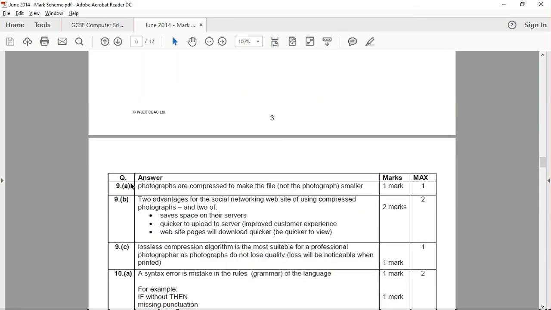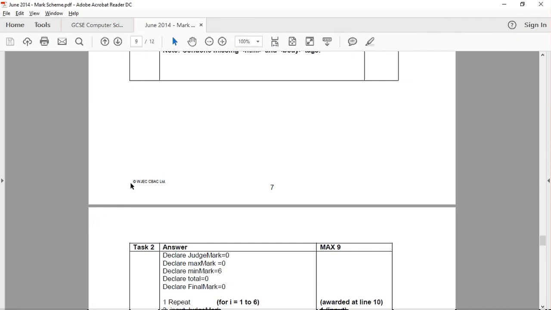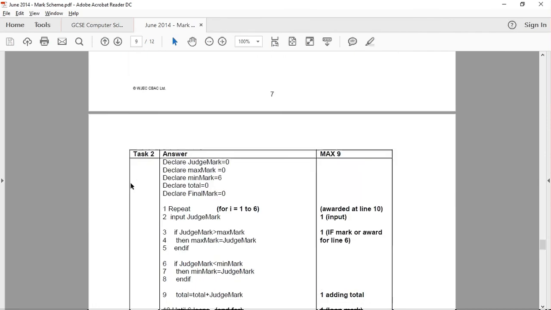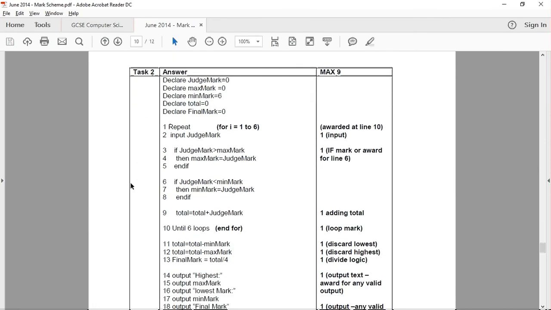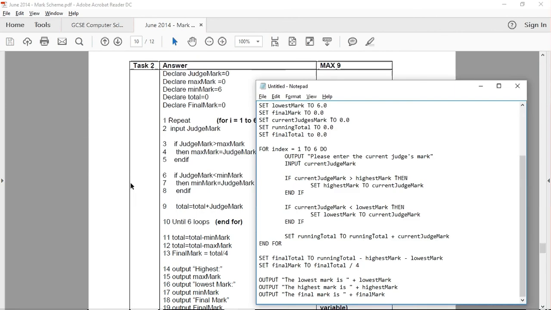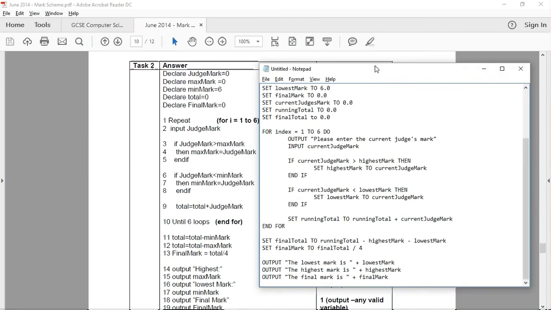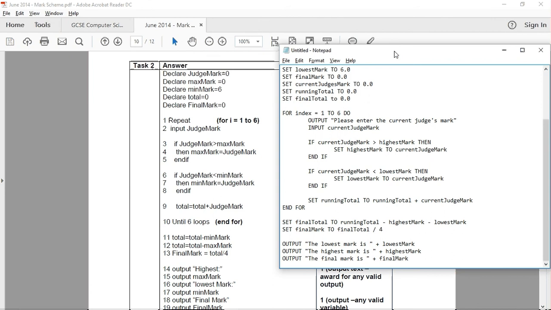Okay, I got it. So declare judge mark equals 0, max mark equals 0, min mark, total, final mark. Repeat or a for loop 1 to 6. Input the judge's mark. If the judge's mark is higher than the max mark, then you set the max mark to the judge's mark. Total equals total plus that until 6. End for. Total equals total minus min mark. Total equals total minus max mark. So they did that in 2 lines. I did it here in 1 line.